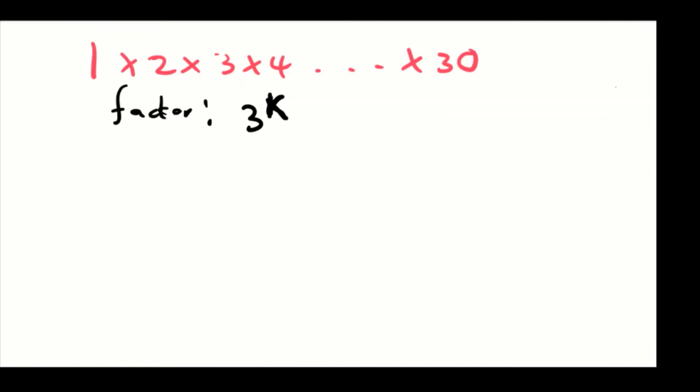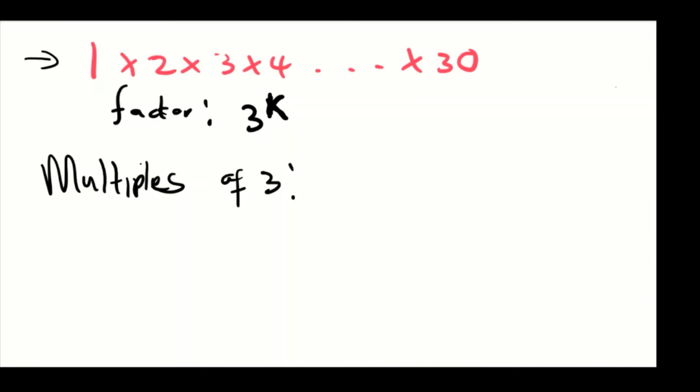It means now that 3 to the power of k must be equal to the same base of 3, such that we will just drop the exponents, right? So let's find the multiples of 3 that exist in this product here. We have 3, 6, 9, 12, 15, 18, 21, 24, 27, and 30.